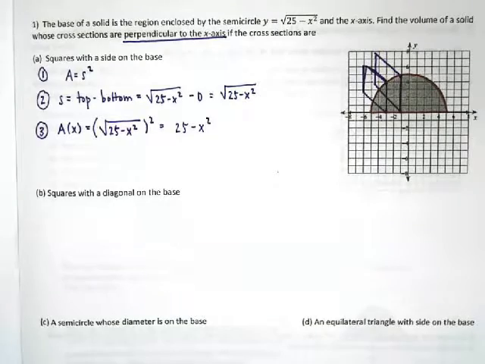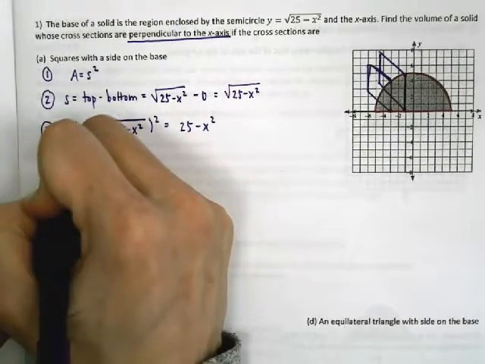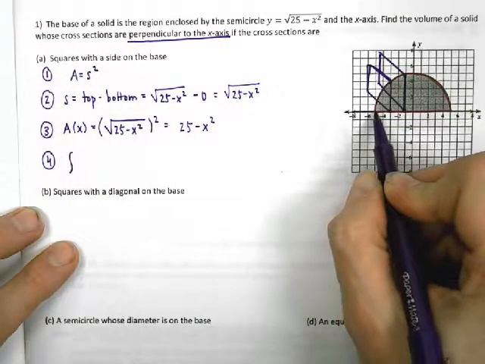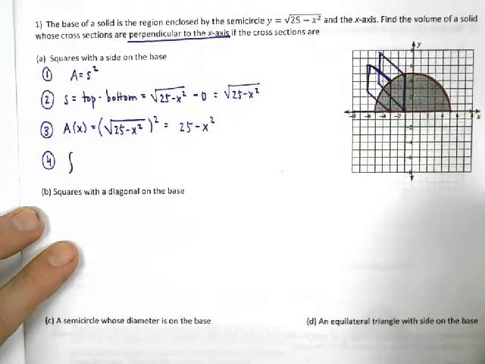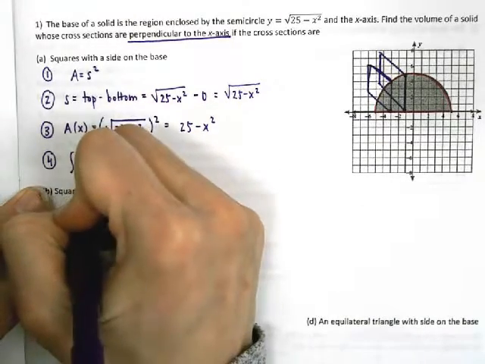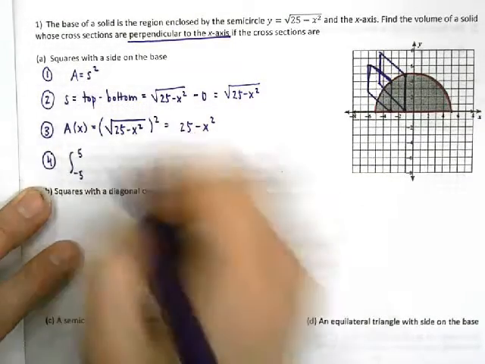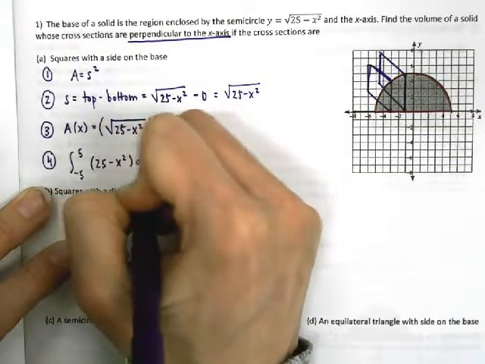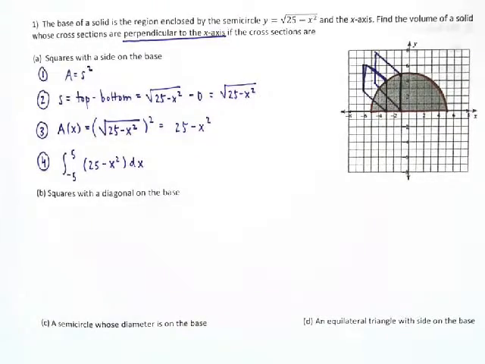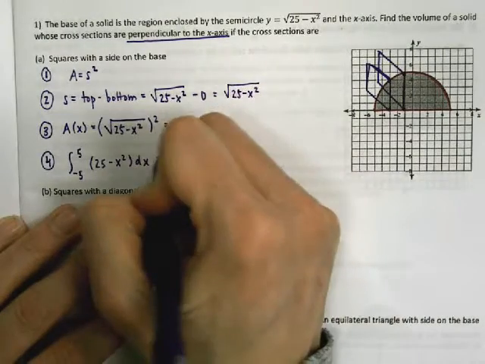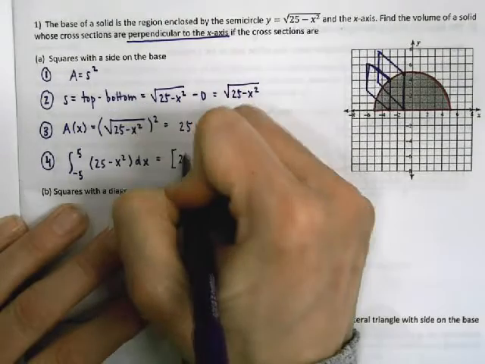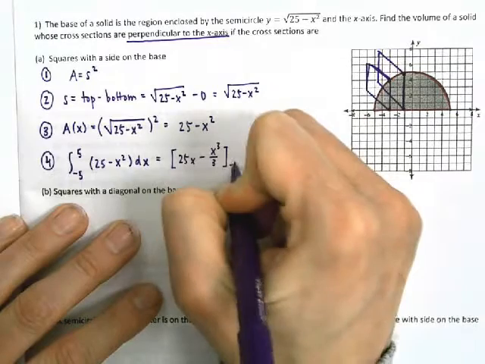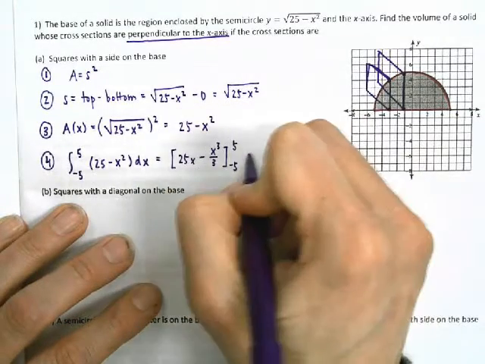So now that I have a formula for area, I can integrate to find the volume. So I'm going to integrate. My limits are going to be from -5 to 5. And I'm going to integrate 25 minus x squared with respect to x. So if we go ahead and do this, my antiderivative is 25x minus x cubed over 3. I'm integrating from -5 to 5.